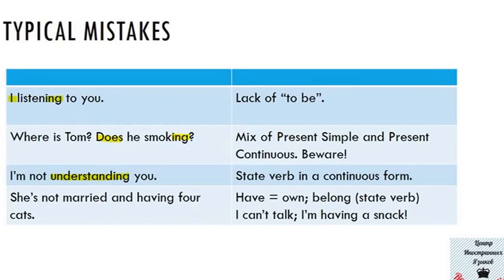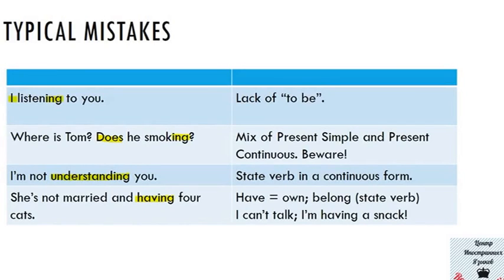And the last case, "she's not married and having 4 cats," shows us a very stupid situation, or maybe not so stupid. Having 4 cats is fun. And it also shows us the verb have, which is used in a continuous form. If have is used in the meaning own or belong, we may say she owns 4 cats or 4 cats belong to her, then it is a state verb and it cannot be used in any continuous form.